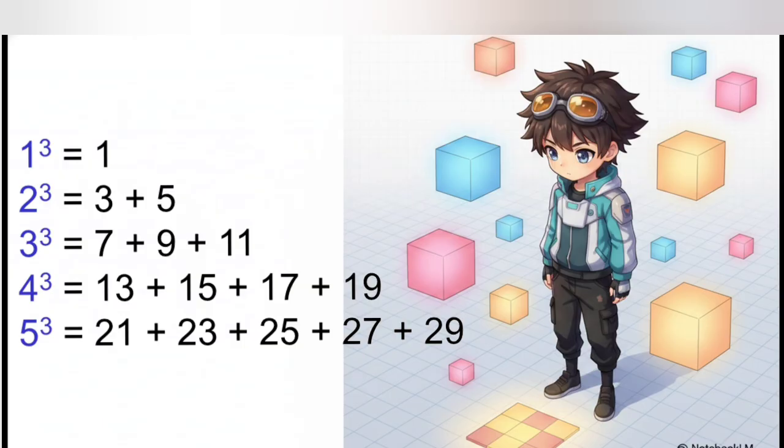And hey, remember how squares are sums of odd numbers? Perfect cubes are too. 1 cubed is 1. 2 cubed is exactly 3 plus 5. 3 cubed is 7 plus 9 plus 11. The dimensions change, but that odd number magic, it absolutely remains.